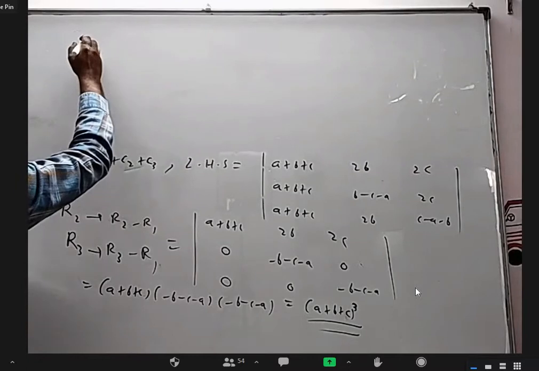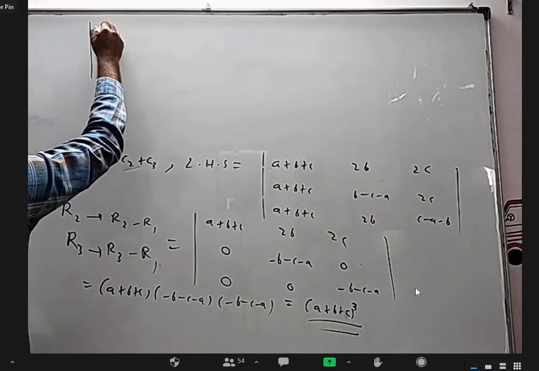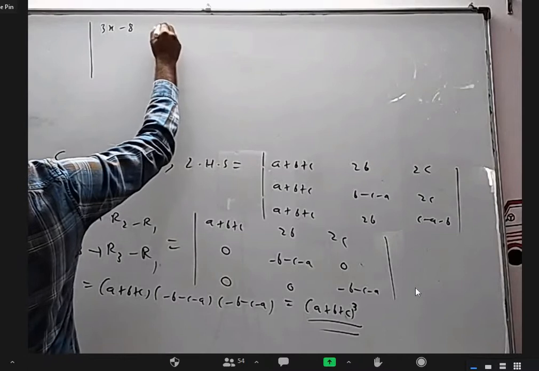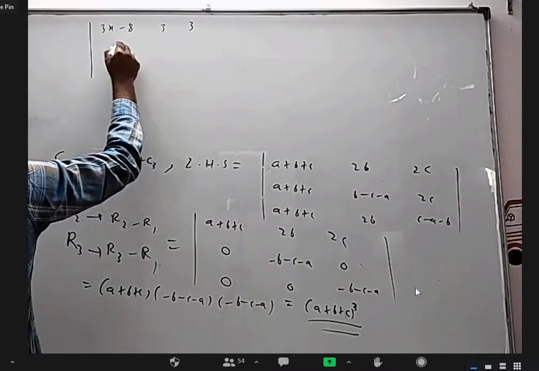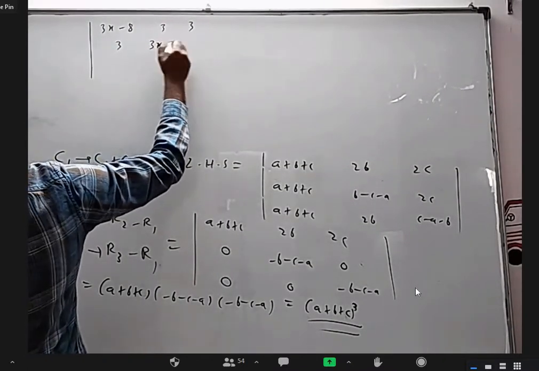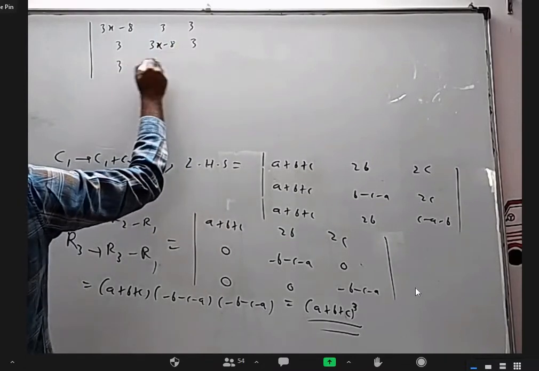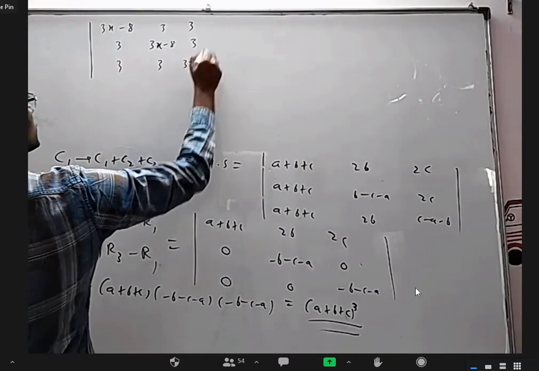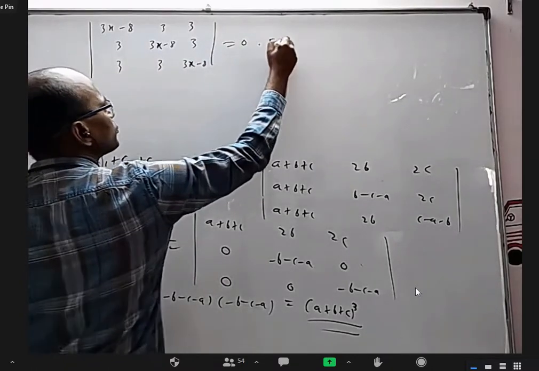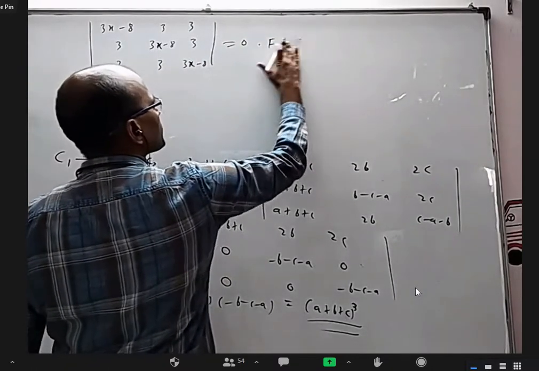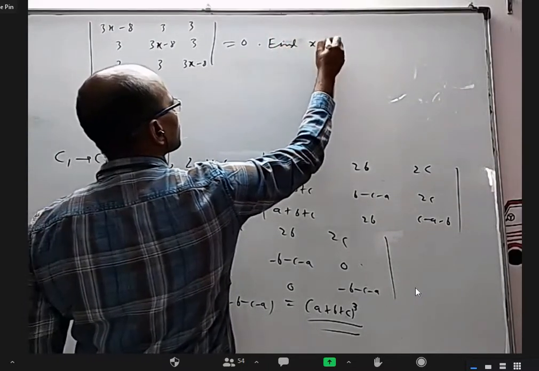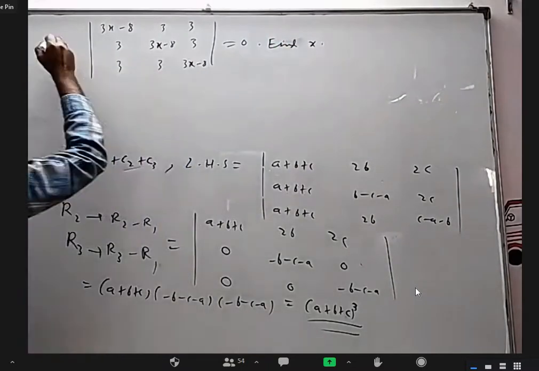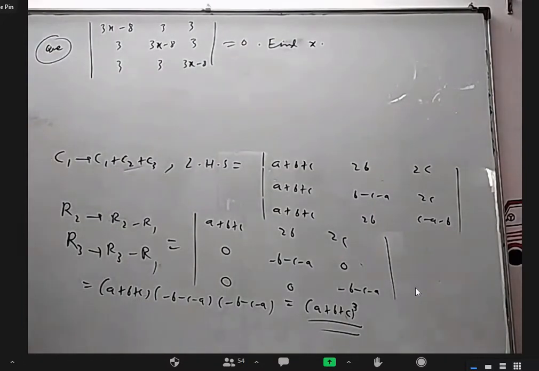Right, another question of this type. Determinant of 3x minus 8, 3, 3; 3, 3x minus 8, 3; 3, 3, 3x minus 8 is equal to 0. Find x. Very easy question. You can answer quickly also.